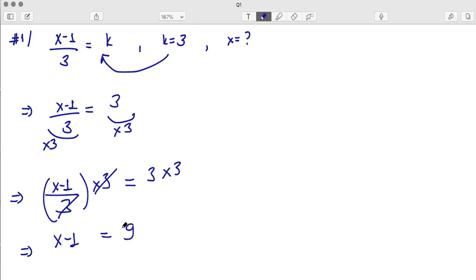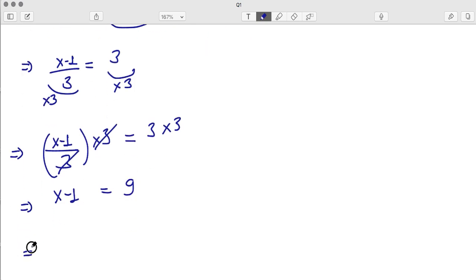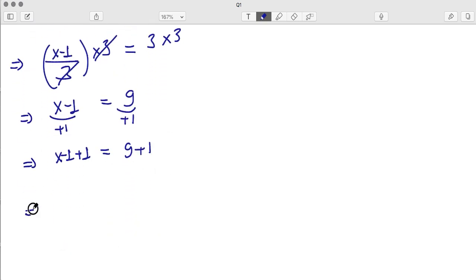I'm trying to leave x alone on the left hand side. What do I need to do? Well, we just need to add 1. Since I add 1 to the left hand side, I have to do it to the right hand side also. So we get, these are going to cancel, negative 1 plus 1, they cancel. So we are left with x on the left hand side, and that equals 9 plus 1 equals 10. So x is 10. That's what we find, and that is choice D, and we are done.